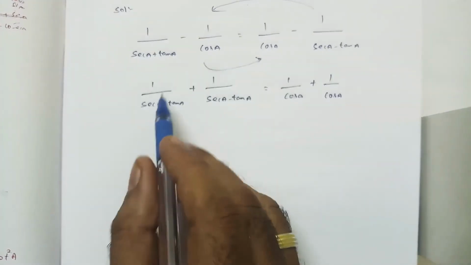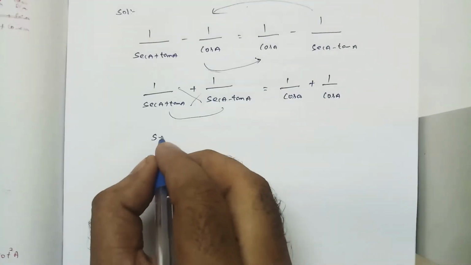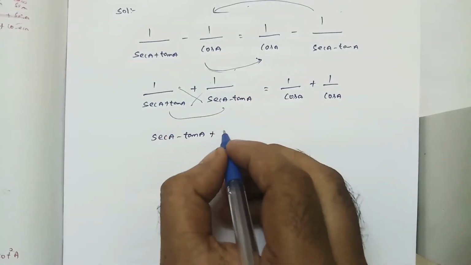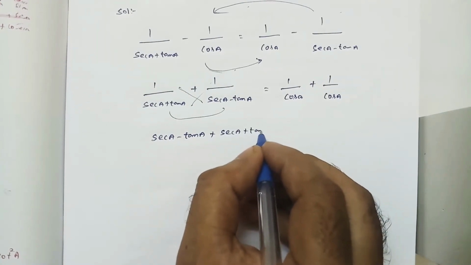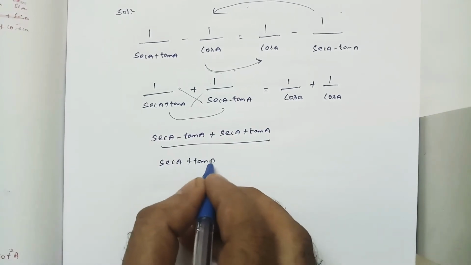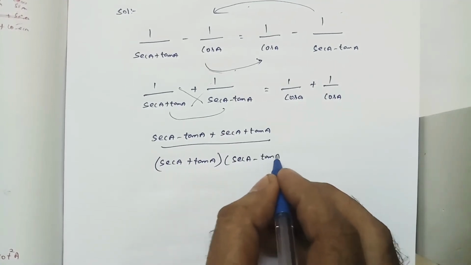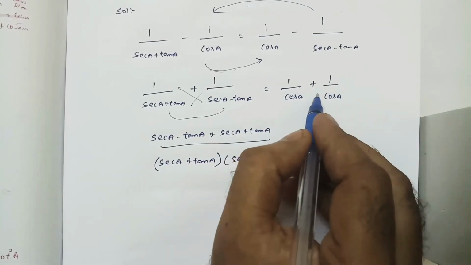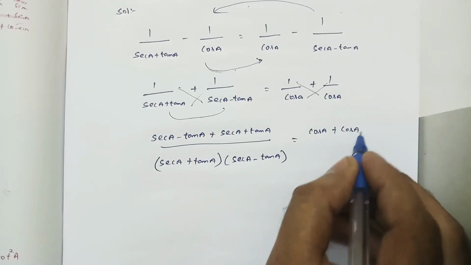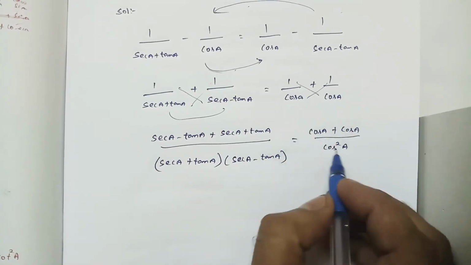So both are in terms of fractions, so cross multiplication. 1 into (cosec a minus tan a) plus 1 into (cosec a plus tan a), divided by (cosec a plus tan a) into (cosec a minus tan a), is equal to, same thing, cross multiply: cos a into 1 by cos a plus cos a into 1 by cos a, divided by cos a into cos a, right?